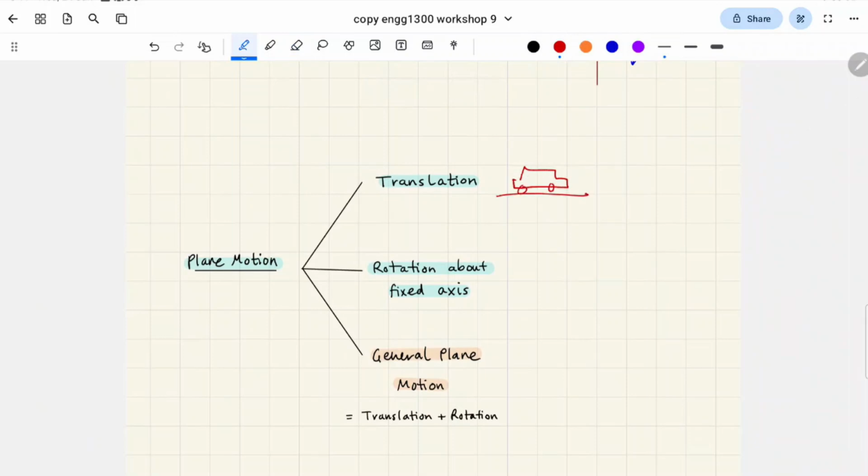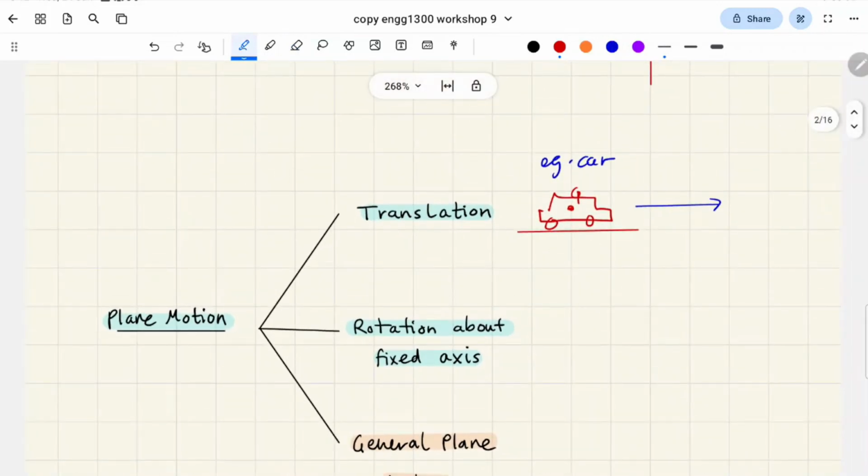Translation is like, for example, a car moving, it's rectilinear motion. And you might remember when we're talking about particles, we could treat the car like a particle, right? Just treat it like its center of gravity and analyze the motion happening in that rectilinear path, right?